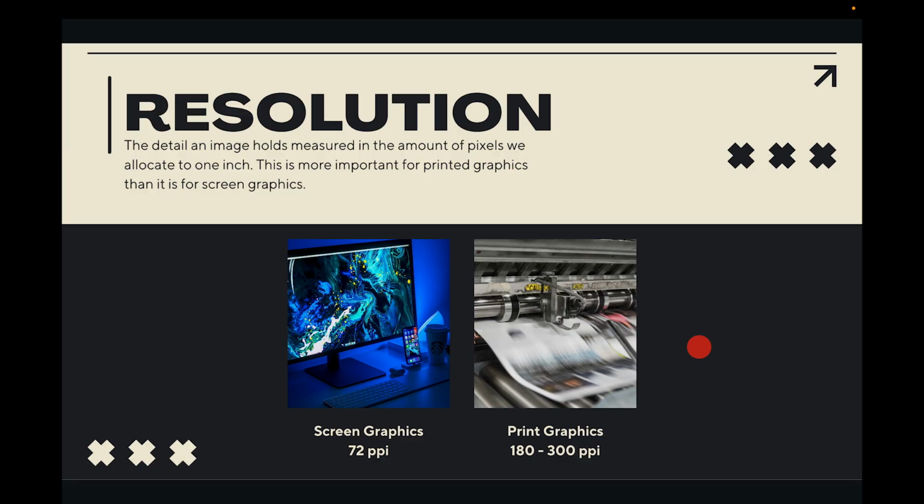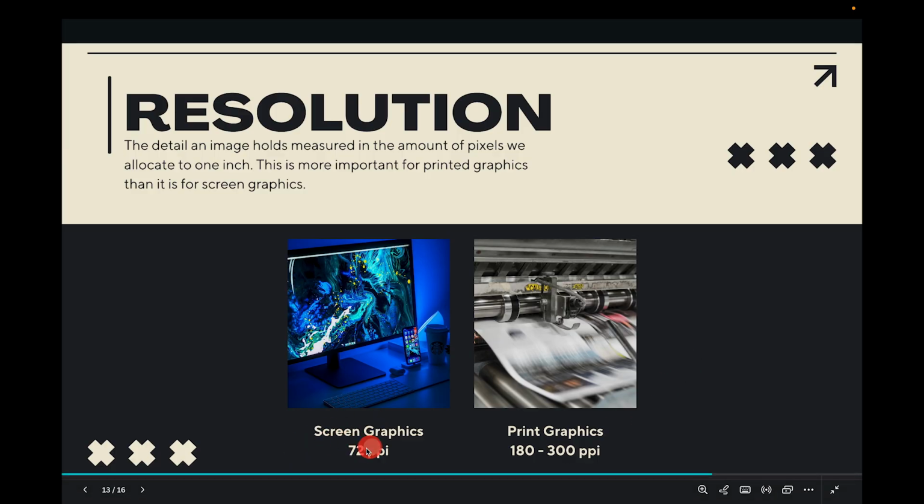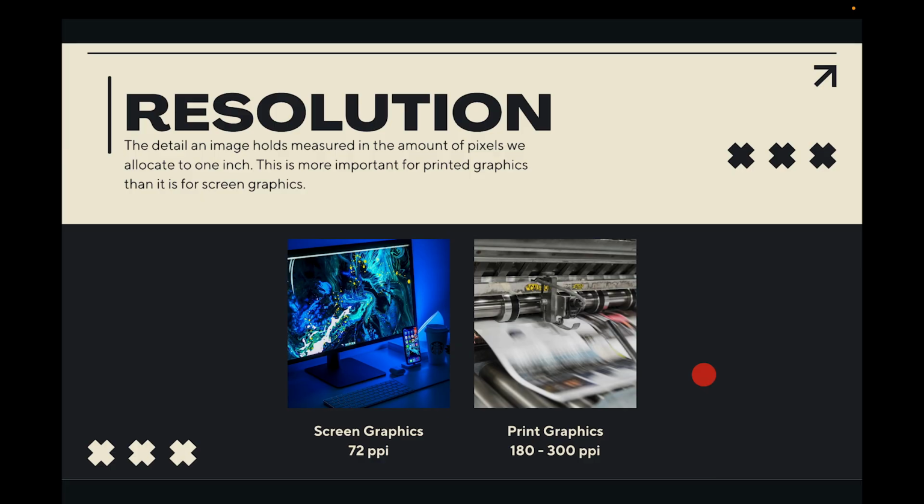So going back to my main point, while the resolution does not really matter for the output of screen graphics, I would still recommend you keep a reasonable resolution of at least 72 ppi, so that way your rulers and your text layers don't get totally wonky on you.